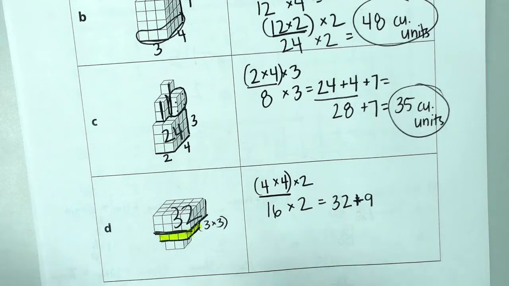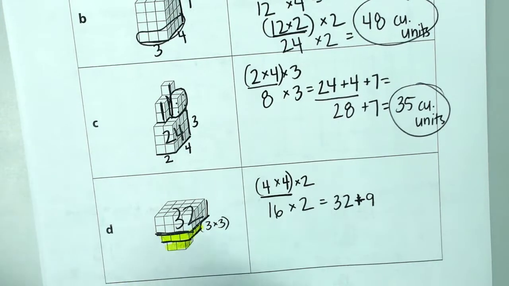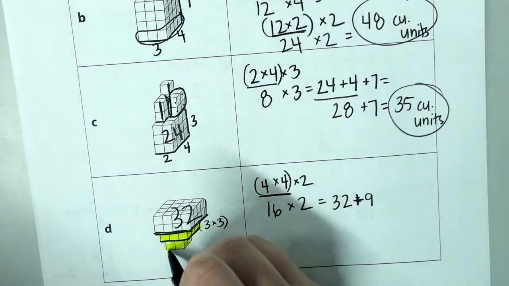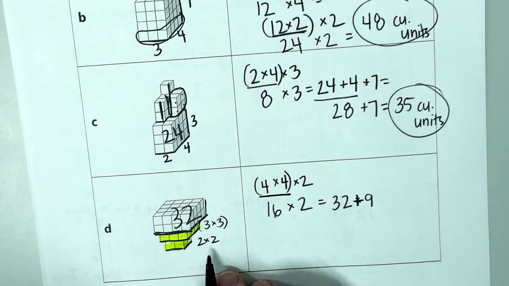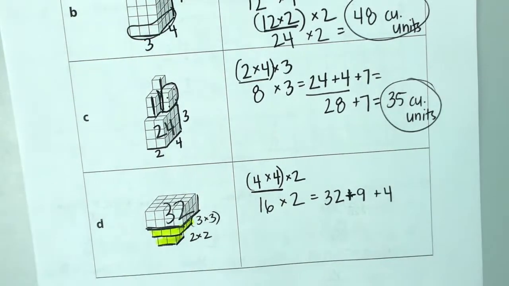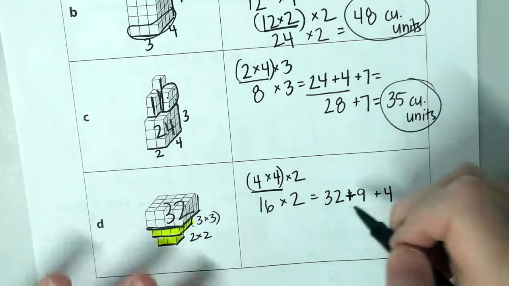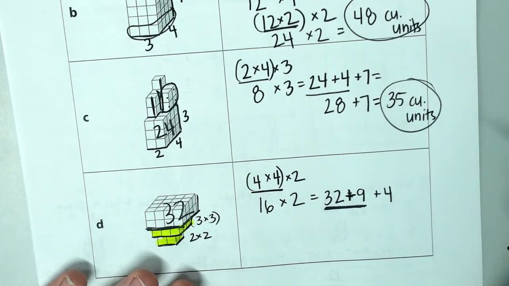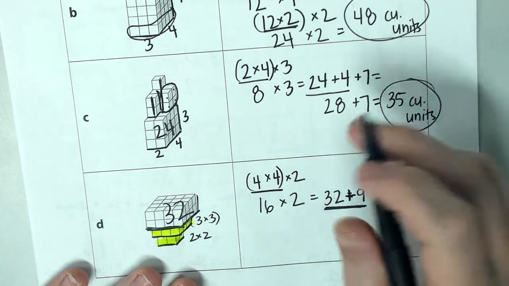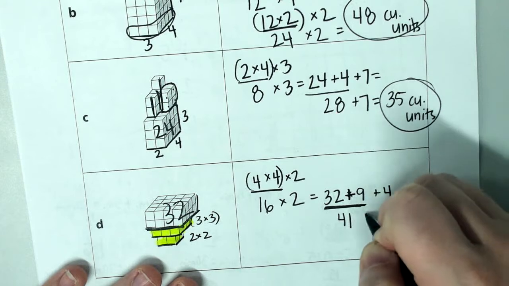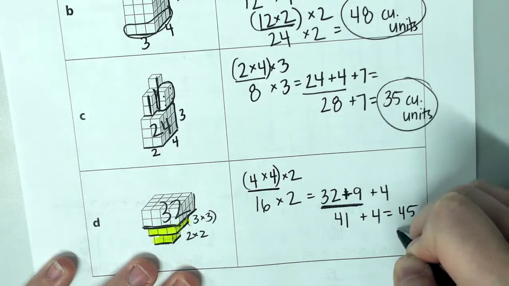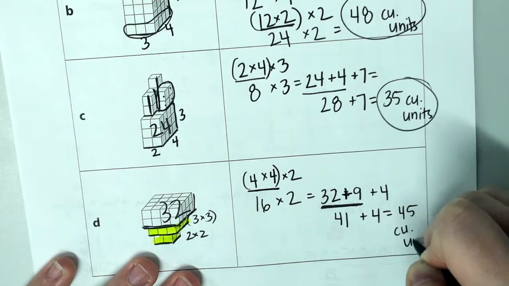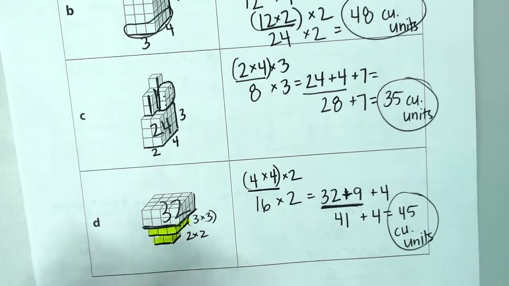Then I'm going to work with this very bottom layer. It's only 1 layer tall again. So we only have 2 by 2. And that is 4. So I'm going to add 4 more. 32 plus 9. 32 plus 10 is 42. That's too many. It's 41. Plus 4 more. 45. And how do I label it? Cubic units. Circle my answer.